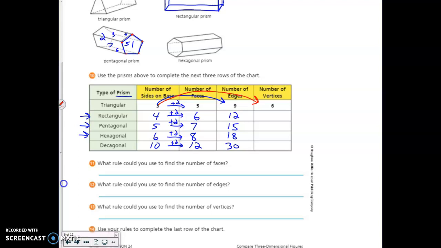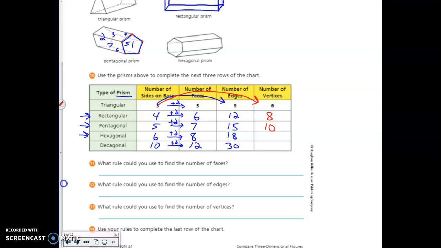Well, let's check with our rectangular prism. We've got 4 vertices on the bottom and 4 vertices on the top, for a total of 8. Pentagonal prism, 5 vertices on the bottom, 5 vertices on the top, for a total of 10. So now, instead of multiplying by 3 locations, for vertices we only have 2 locations, a top and a bottom. So again, understanding how many bases you have. In a prism, we have 2 bases, a top and a bottom. And so that's where our 2 locations come in.